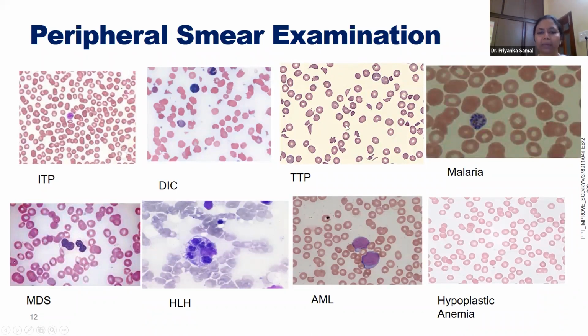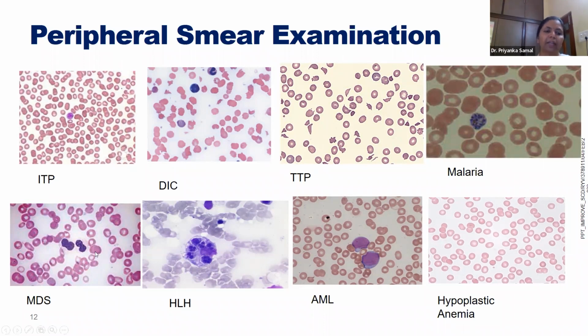The number of schistocytes is very important because that is how you monitor the response when you start treating a patient of TTP, and there is a very low platelet count. Malaria, as we said, is an infective etiology. Malaria can have a broad manifestation, from all sorts of hematological problems to systemic problems.